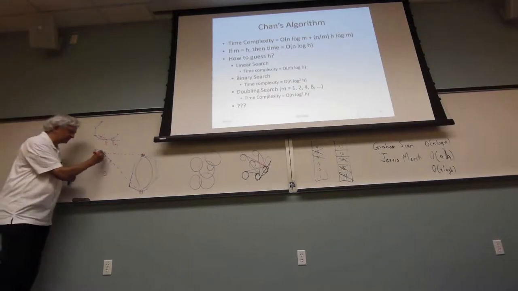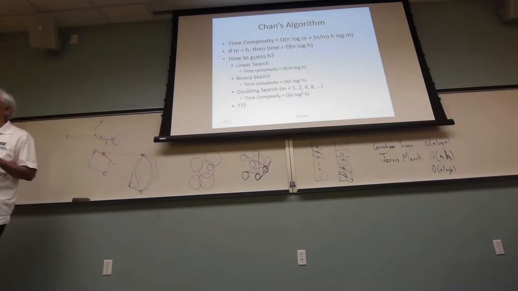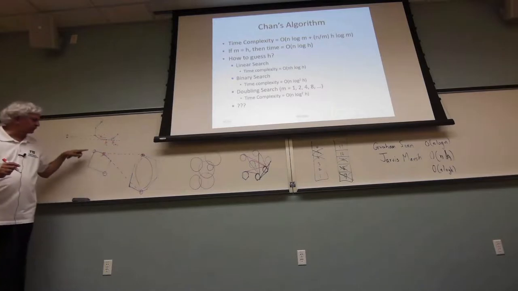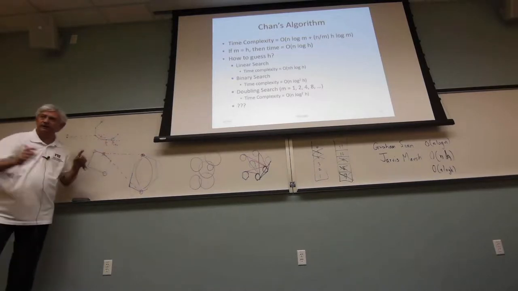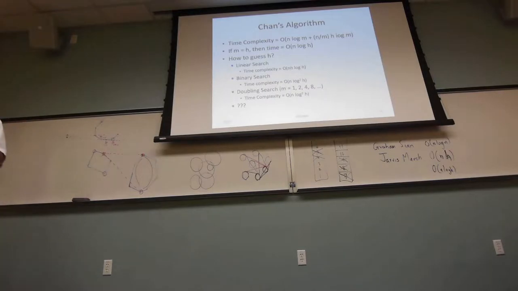So therefore, this guy is definitely not going to be on the common tangent. Now, it still doesn't mean that guy is going to be. I have to again do it from here. And both have to agree that they are common tangent partners, and then you're done.